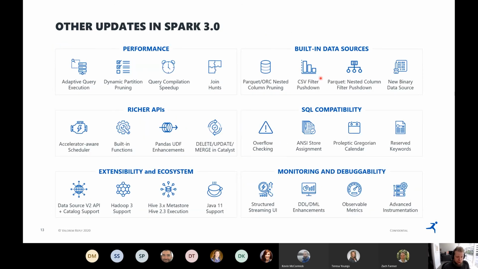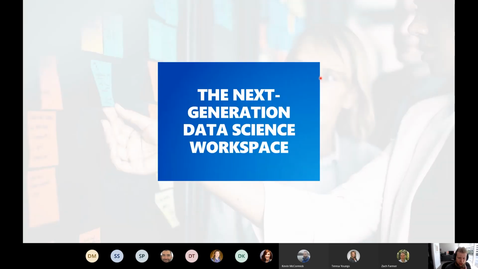There's some other high-level updates. I think we've covered most of these, but support for Hadoop 3 and some of the other Hive metastores, Java 11, just some standard infrastructure and housekeeping stuff. But overall, a pretty huge release, definitely worthy of the 3.0 name and the 10th anniversary of the Spark project.